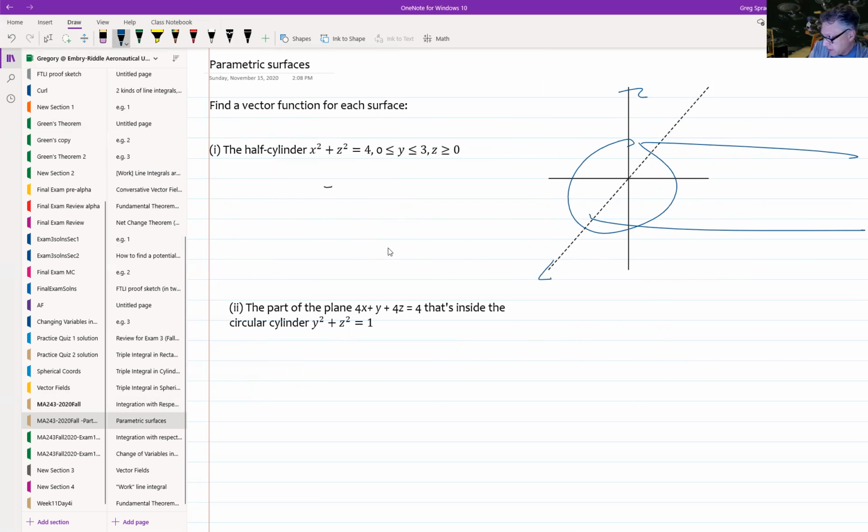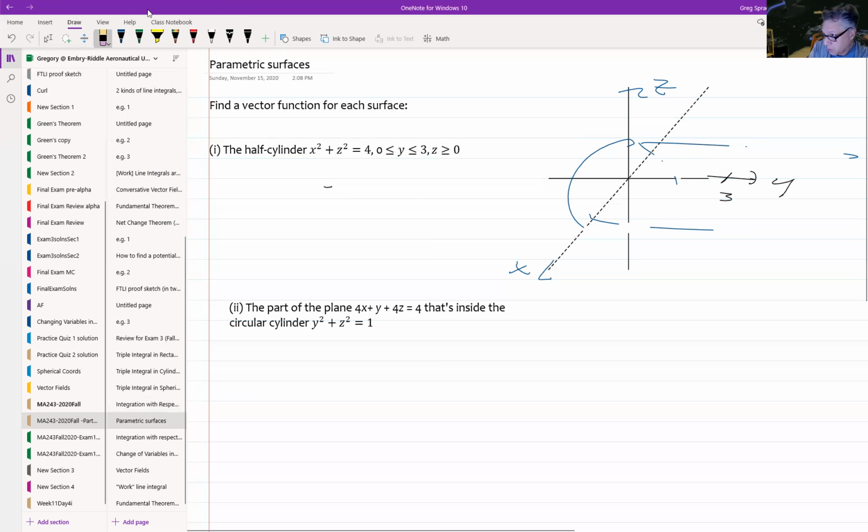z is non-negative, so we just get the top half, and y goes from 0 to 3. Okay, so y goes from 0 to 3 of the top half of the cylinder.